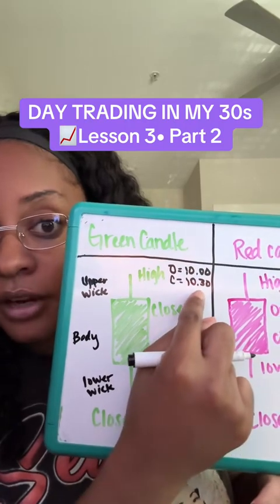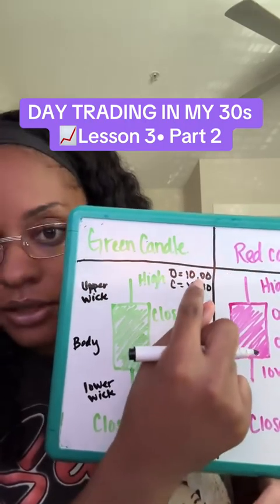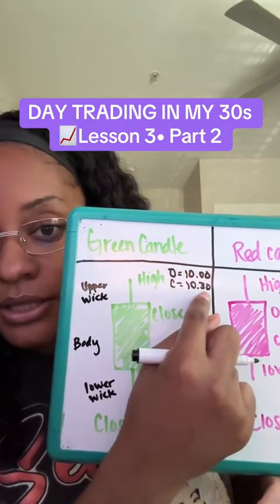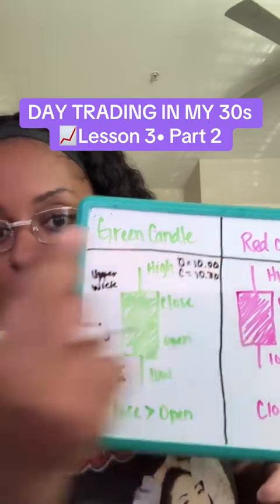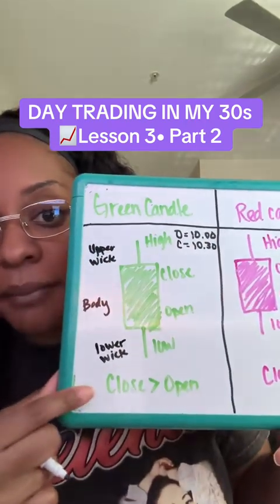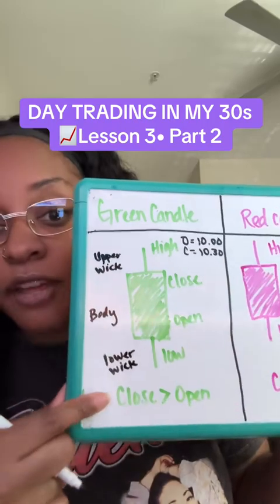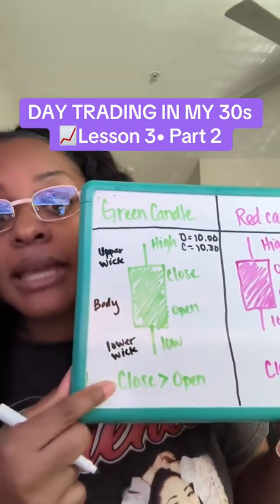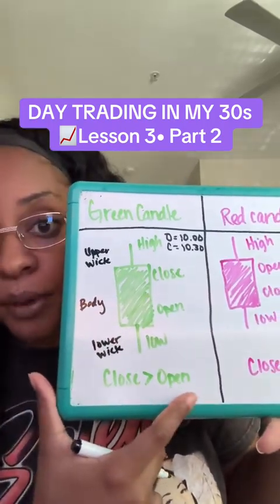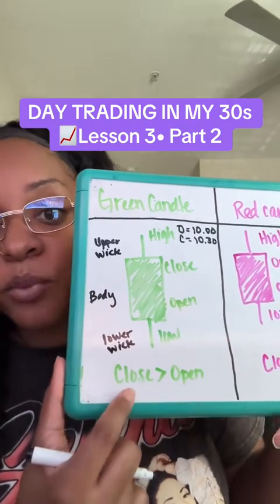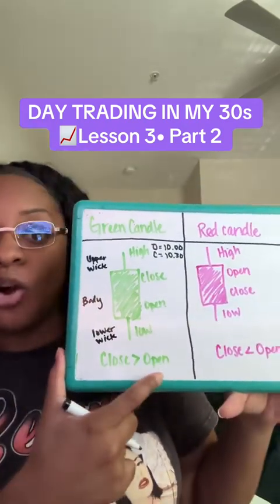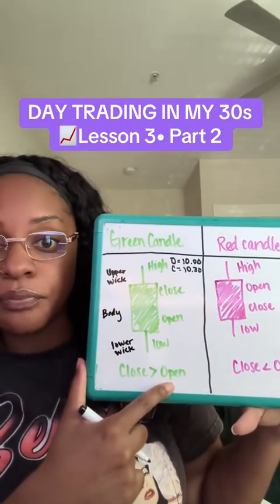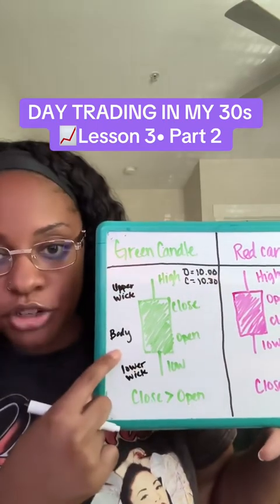Okay, so $10.30 is more than $10. That is what makes a candle green. If the closing price is higher than the open price, so if I end up with a higher price than when it opened, that makes it a green candle.